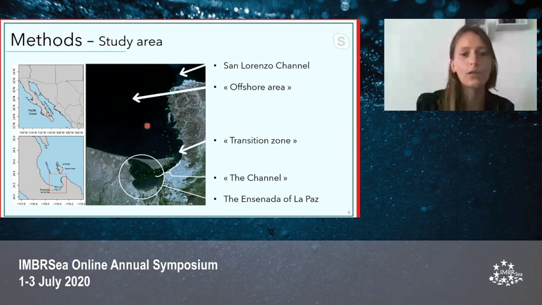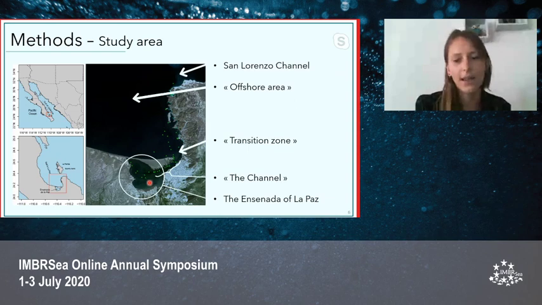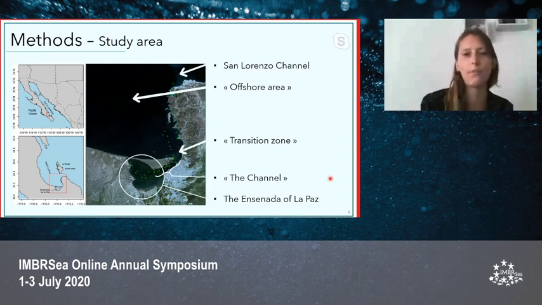This area here, I called it the offshore area. This here is the Ensenada de La Paz, which is linked to the Bay of La Paz via the channel. And where the channel meets the Bay of La Paz, this is called the transition zone.